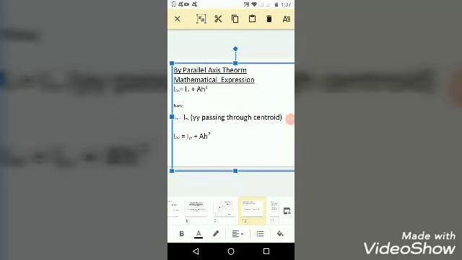Now in this slide, by parallel axis theorem, the mathematical expression, first equation: IAB is equal to IG plus AH square. IAB, moment of inertia, is equal to IG, that is the centroidal axis, plus A, area of the section, and H is the distance between the two parallel axes. Here IG is equal to IYY, that is the axis passing through the centroid but in vertical direction, IYY. Therefore, IAB is equal to IYY plus AH square. Next slide.